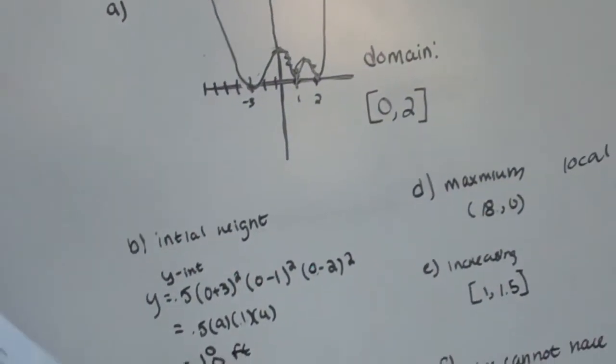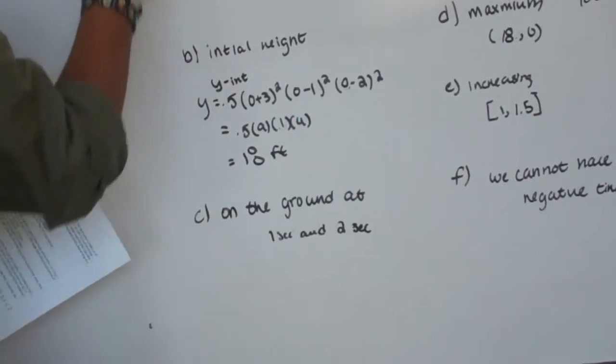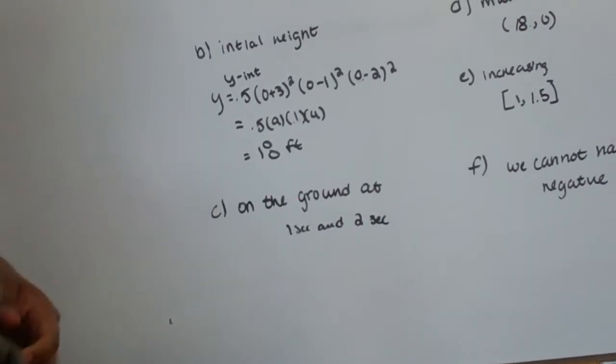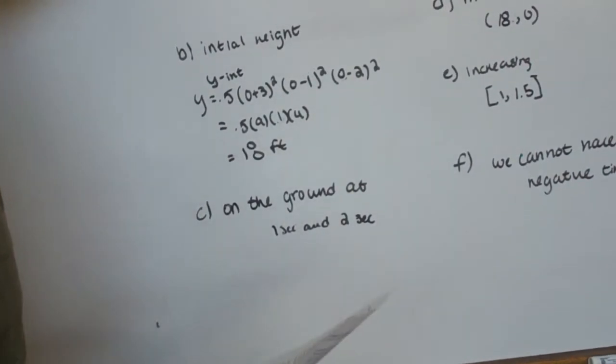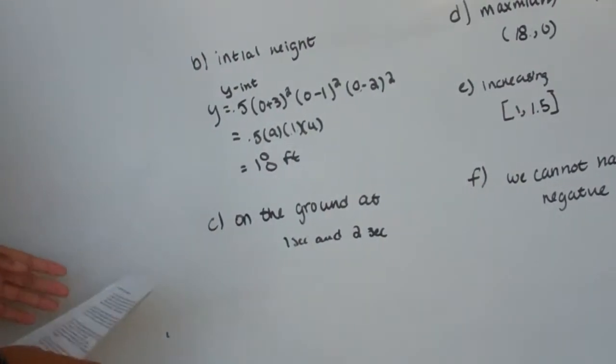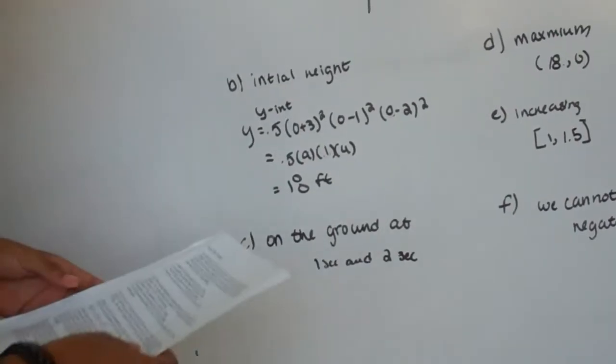B, find the initial height of the clay. So using the formula, you set x to 0, and if you put 0 in for x in your original equation, you get 18 feet. So the clay was thrown out the window at 18 feet.